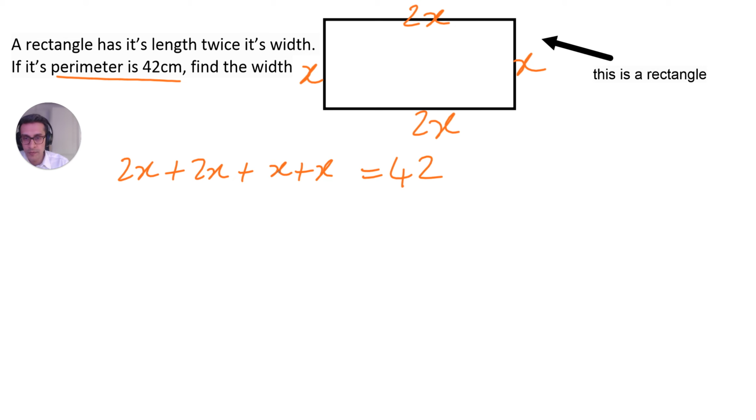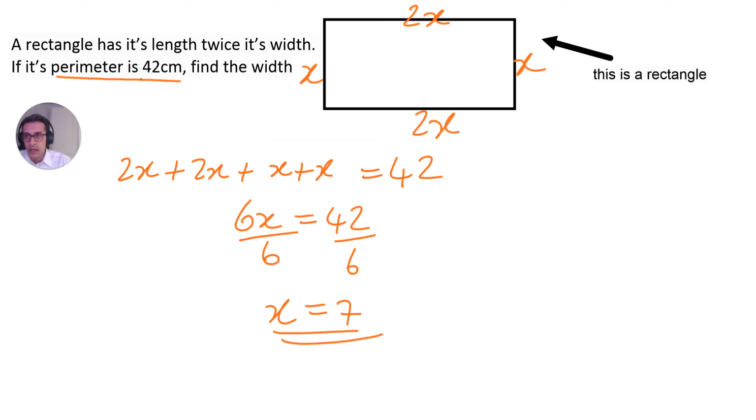So that's 4, 5, that's 6x equals 42. Divide by 6, divide by 6, x is equal to 7. And then it says find the width. So we just substitute back into here. So the rectangle, we know that x is 7. So that's 7, 7, 14, 14. And we found all of the sides. Okay.